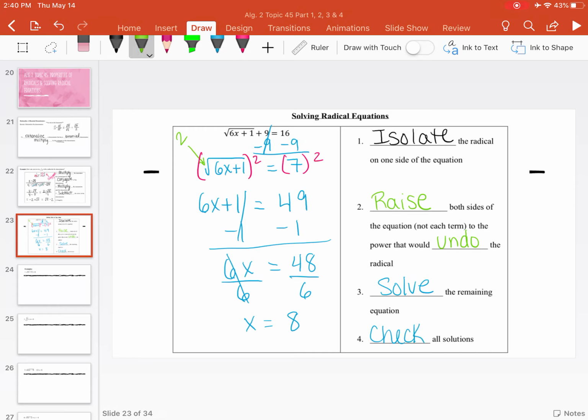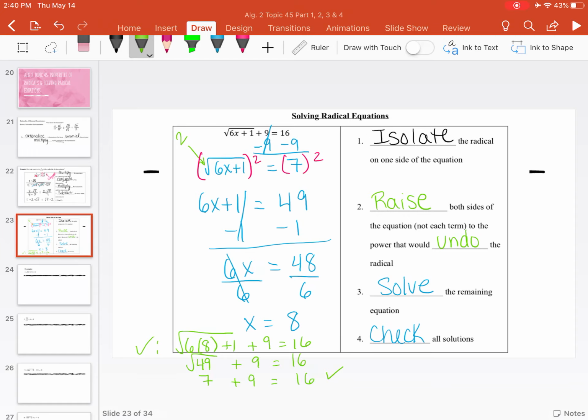So if I plug back in for a check, we have the square root of 6 times 8 plus 1, plus 9 should give us 16. 6 times 8 is 48. 48 plus 1 is 49. Square root of 49 is 7. 7 plus 9 equals 16. That is true.